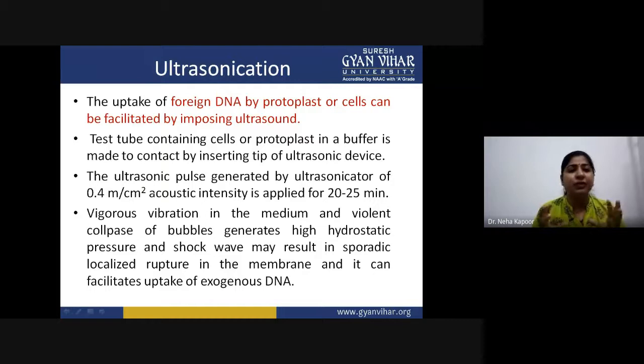First of all, you need a test tube containing the cells or protoplasts present in an appropriate buffer of ionic strength, and then an ultrasonic device tip is inserted inside. The assembly is something like this. This is an ultrasonicator device, this is a tip, and this is the test tube. You have to place your cells over here. Then you dip this tip inside this solution.